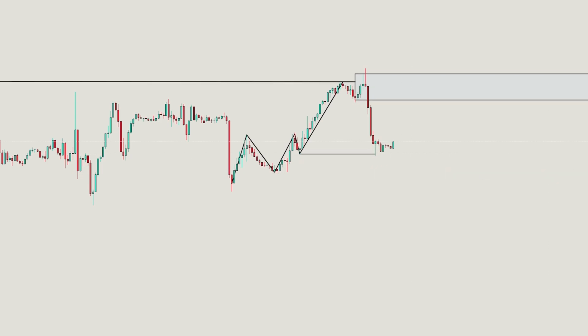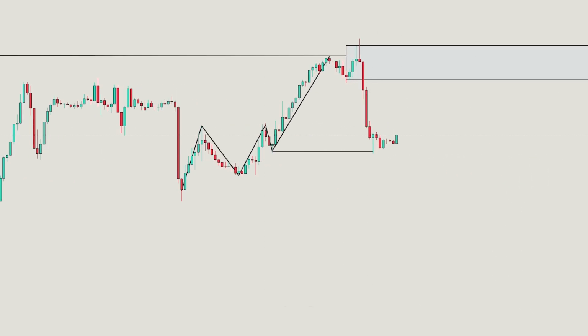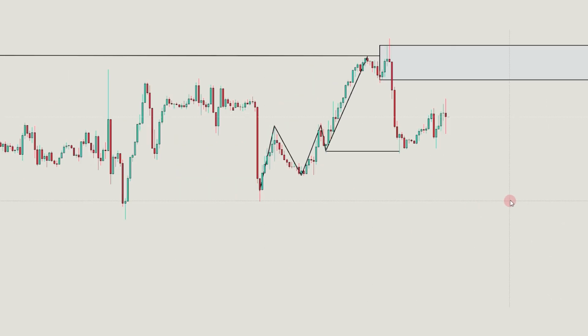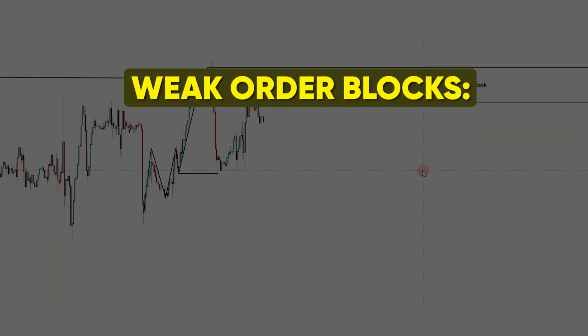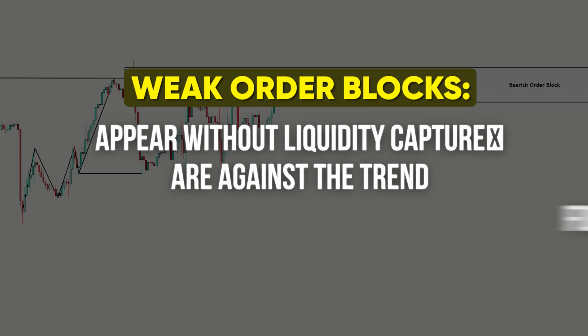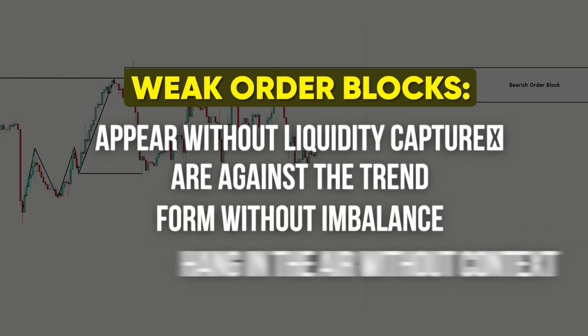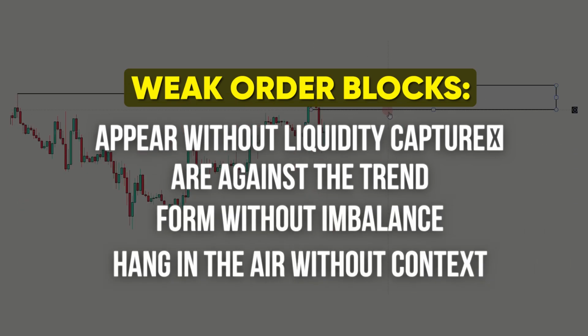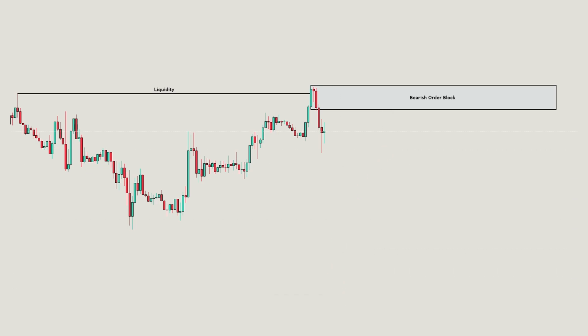And here it is important to learn how to filter out weak order blocks to prevent entering every zone in a row. Weak order blocks are those that appear without liquidity withdrawal, go against the trend, form without imbalance, or just hang in the air without context. For a block to be reliable, it must be embedded in the market structure. It's not just a candlestick on a chart, it's the behavior of a major player, and we need to see it in action.